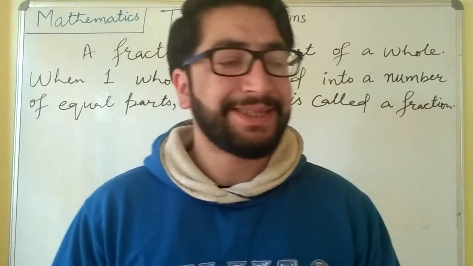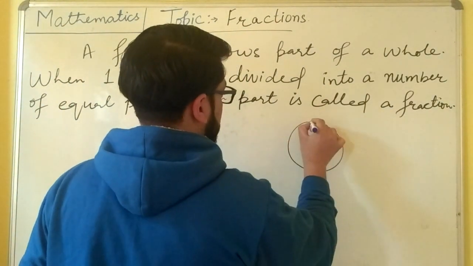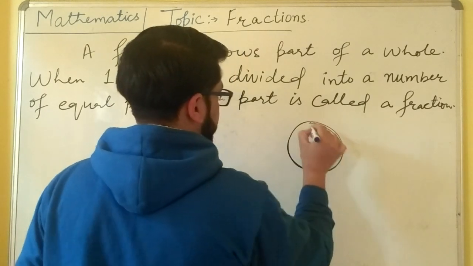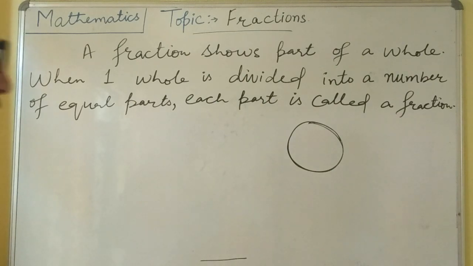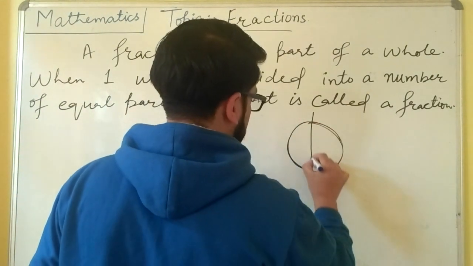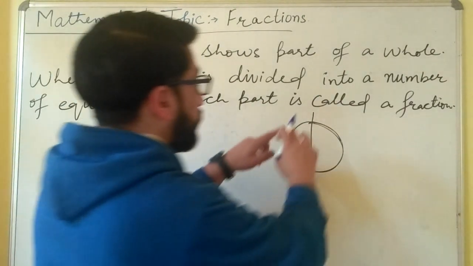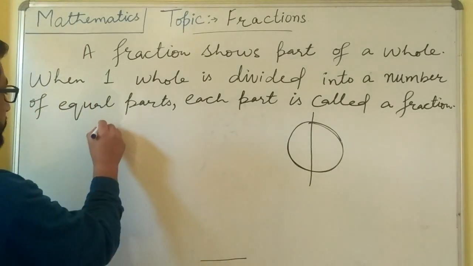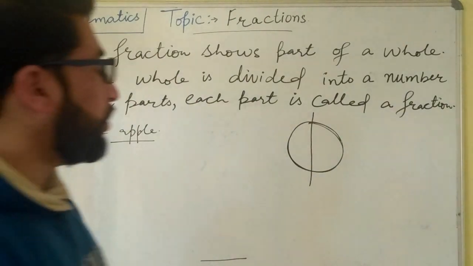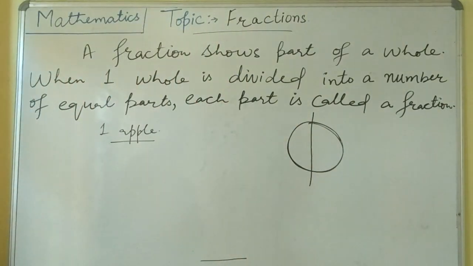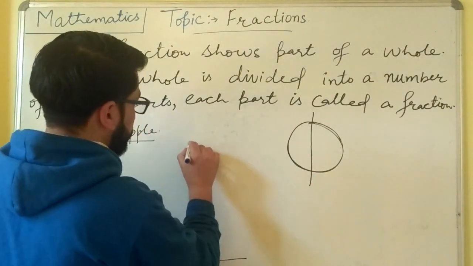What does that mean? Suppose I have an apple with me. I am going to cut it in two equal parts. So, I have cut this apple in two equal parts. Here our whole is one apple. That is, one apple is our whole here, but we have divided it in two equal parts. This is a fraction.